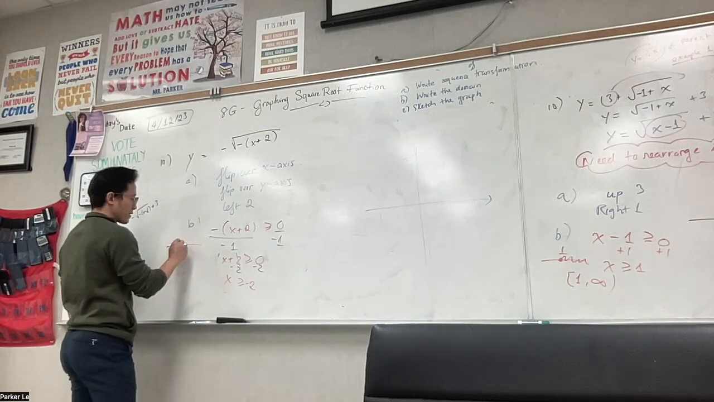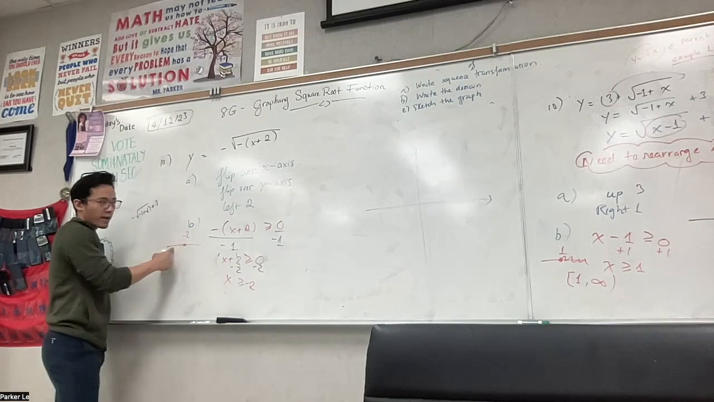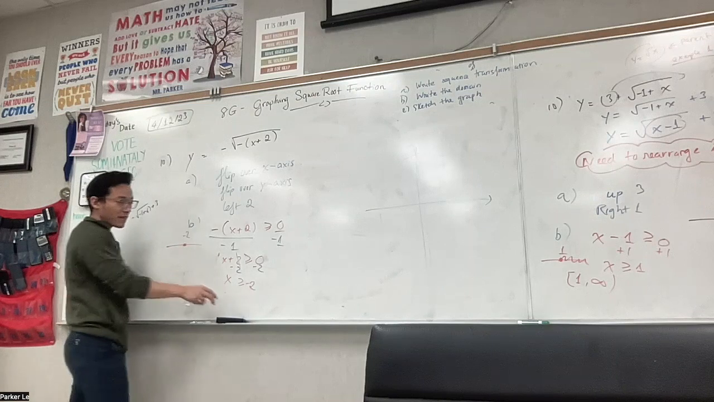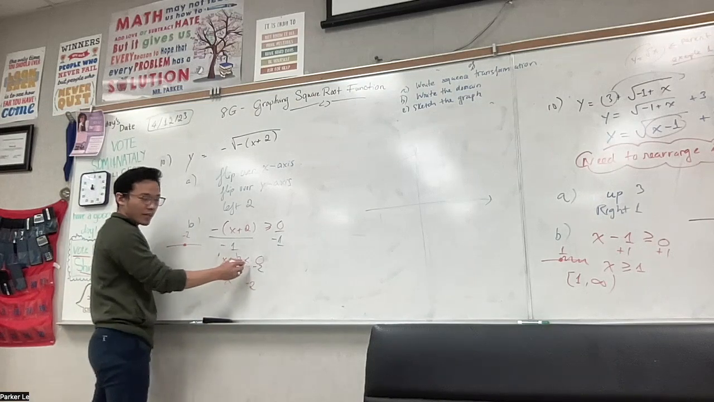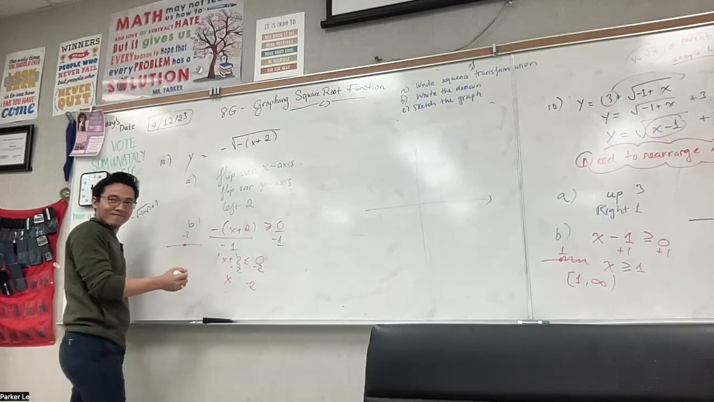What next? How can I get X by itself? Minus 2. Minus 2. And then it's X larger than or equal to negative 2. How can I write this? So negative 2 right here. Is it right or left? Should we flip the sign? Yeah, we should flip the sign. Very good. Did I test it or did I make a mistake? Mistake. Yeah, right.